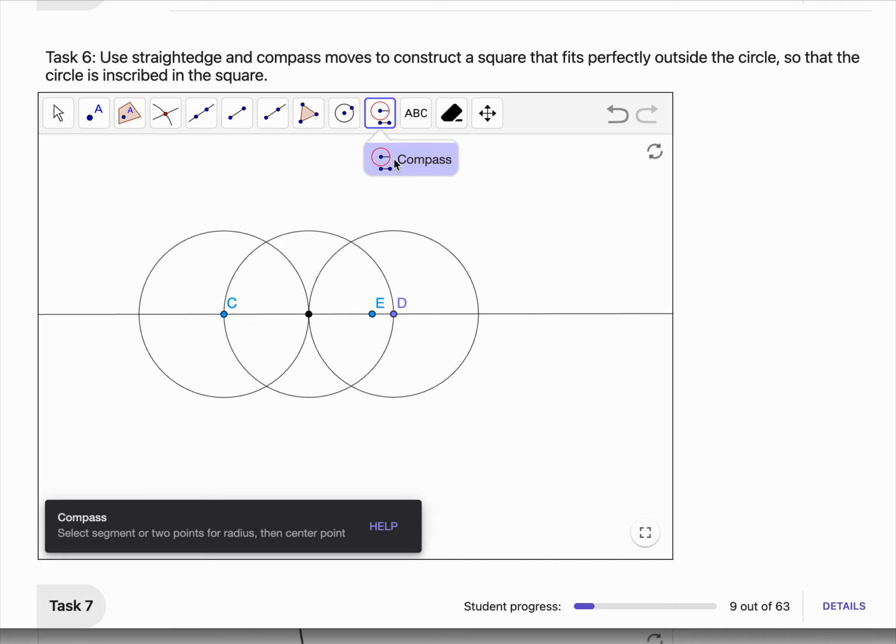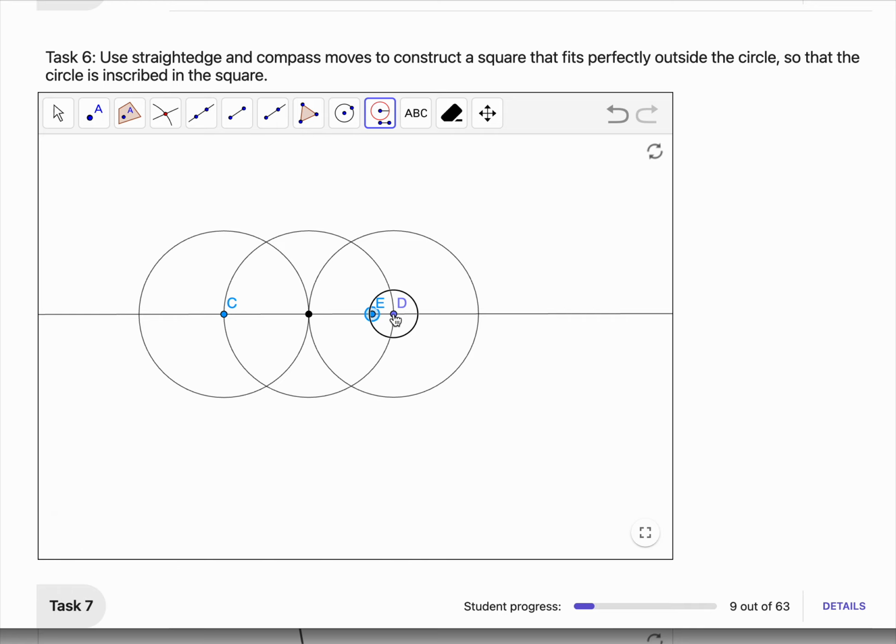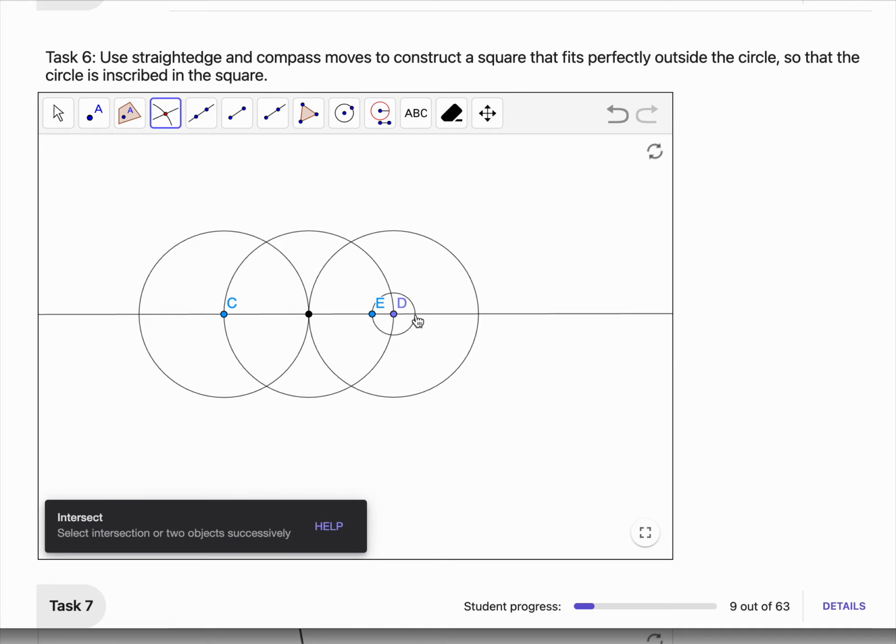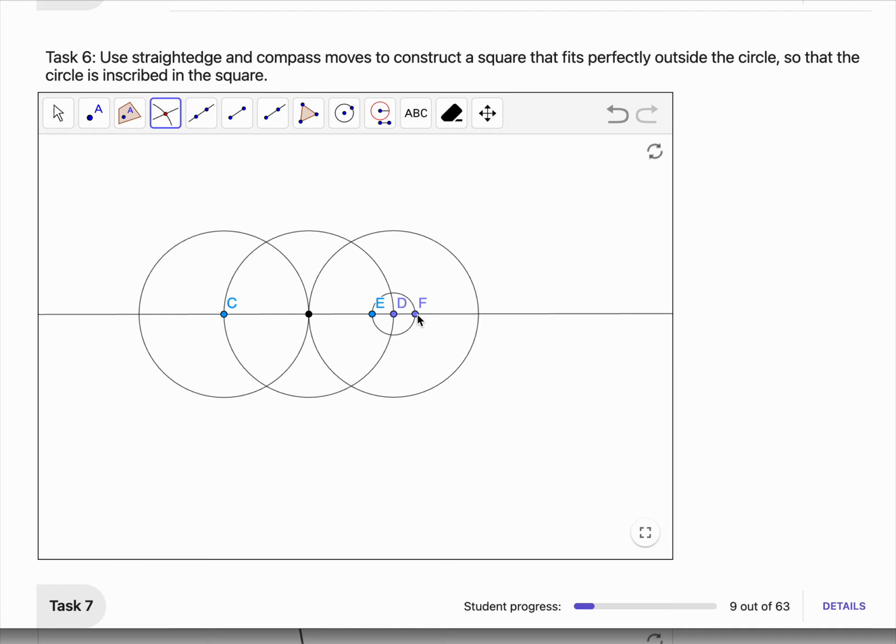And I'm going to use the compass tool to come up with another circle, another point that is the same distance away, right? D to E is the same distance from D to whatever this intersection point is. So let me label that other intersection point carefully and make sure I get it exactly right. There we go. So from D to E has to be the same distance as from D to F, because that's a radius. From D to E, that's a radius. From D to F, that's a radius on the same circle, so it has to be the same size.